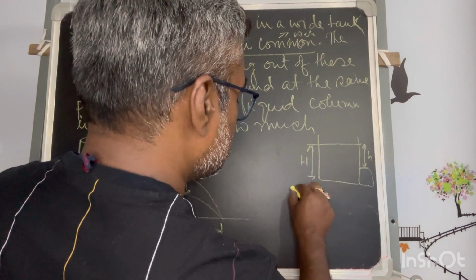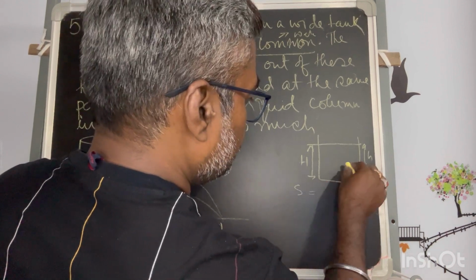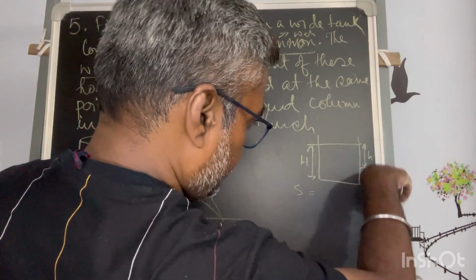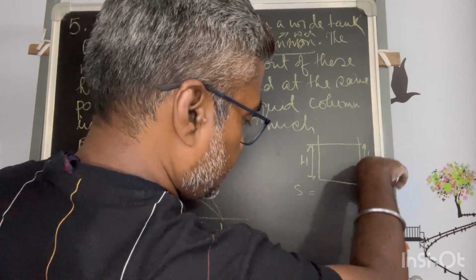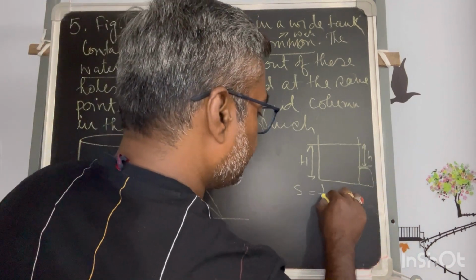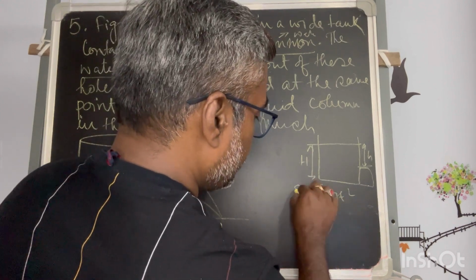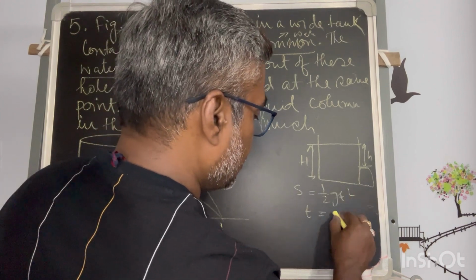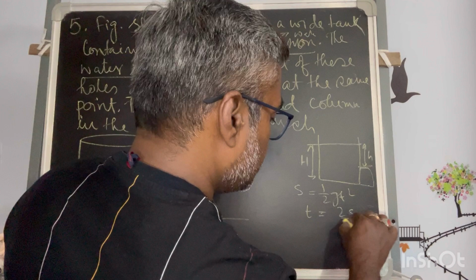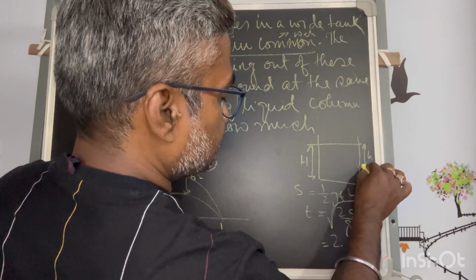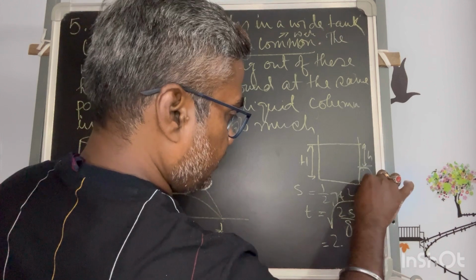S is equal to ut plus half g t squared. From the surface there is zero velocity, and downward there is no initial velocity, so s is equal to half g t squared. So t is equal to the square root of 2s by g. Here s is the height of fall.